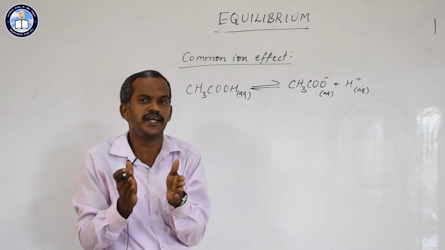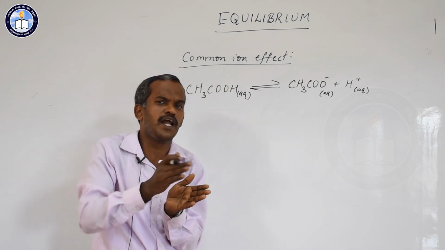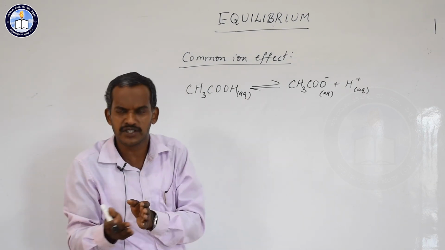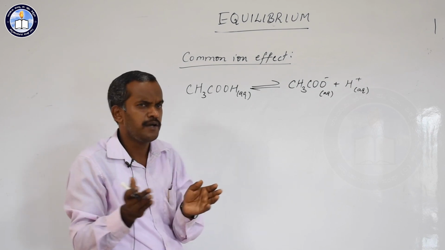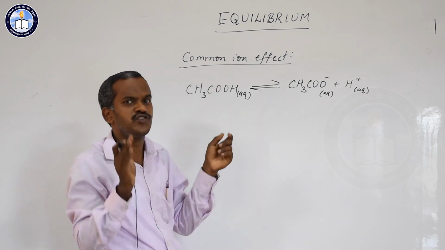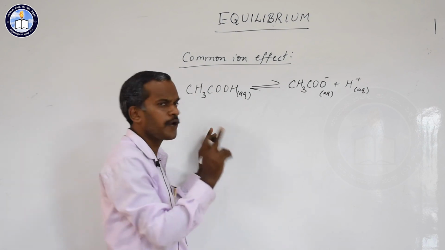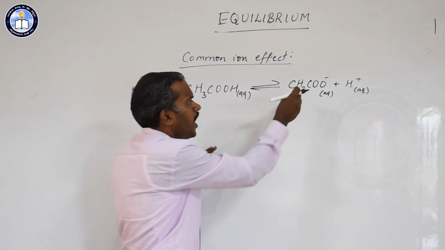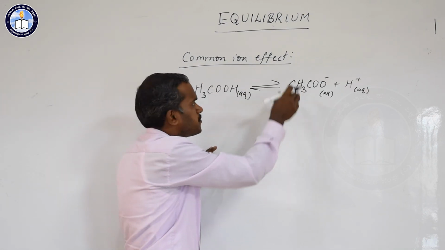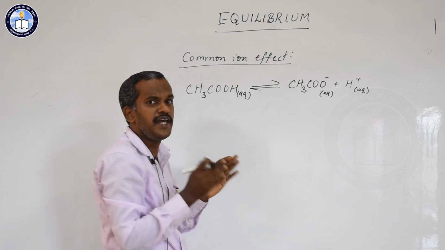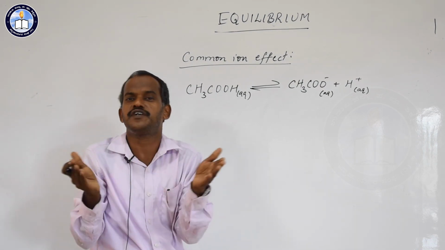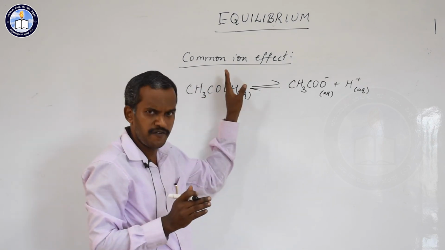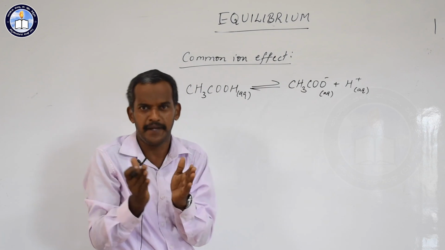You just have to understand the definition, but this common ion effect has a large number of applications in solubility equilibria, in qualitative analysis, and many more. But first try to understand what the common ion effect is. So how can you define it? When you add an ion which is already present in the equilibrium reaction, it results in a shift of equilibrium. So the common ion effect is a shift of equilibrium.